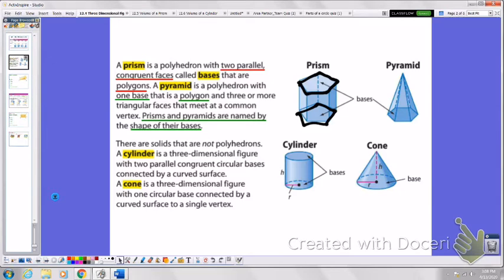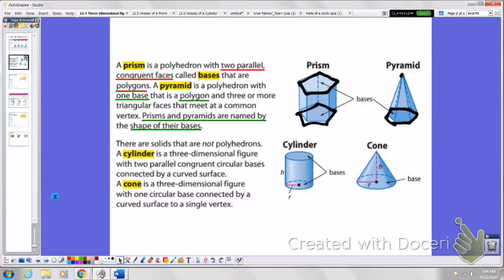A pyramid is a polyhedron with one base, that is a polygon, and 3 or more triangular faces that meet at a common vertex. If we check out this pyramid here, we have that one common vertex at the top. We have a base that has 6 sides, which makes it a hexagon. So that would be a hexagonal pyramid. One base, that's a hexagon. Prisms and pyramids are named by the shape of their bases, which is what I was talking about here with the hexagon and the pentagons.